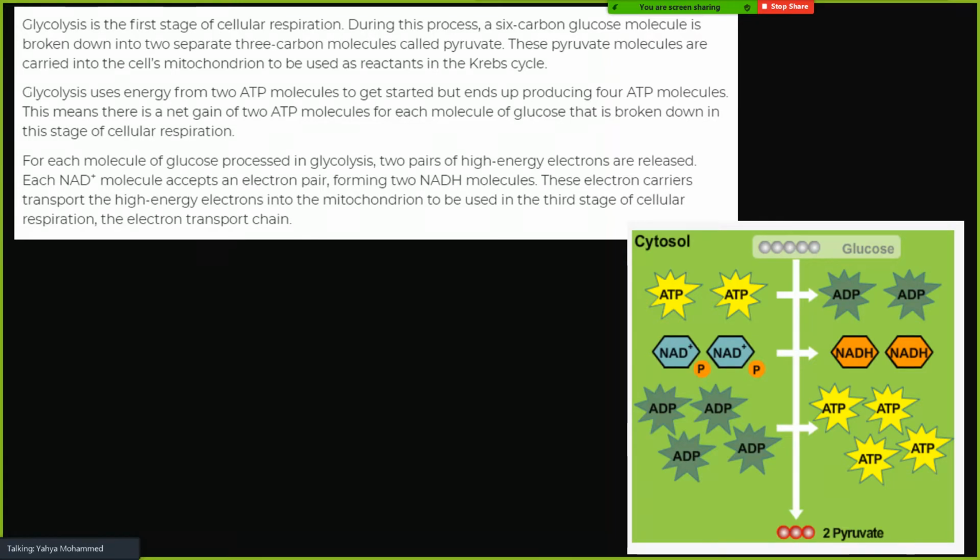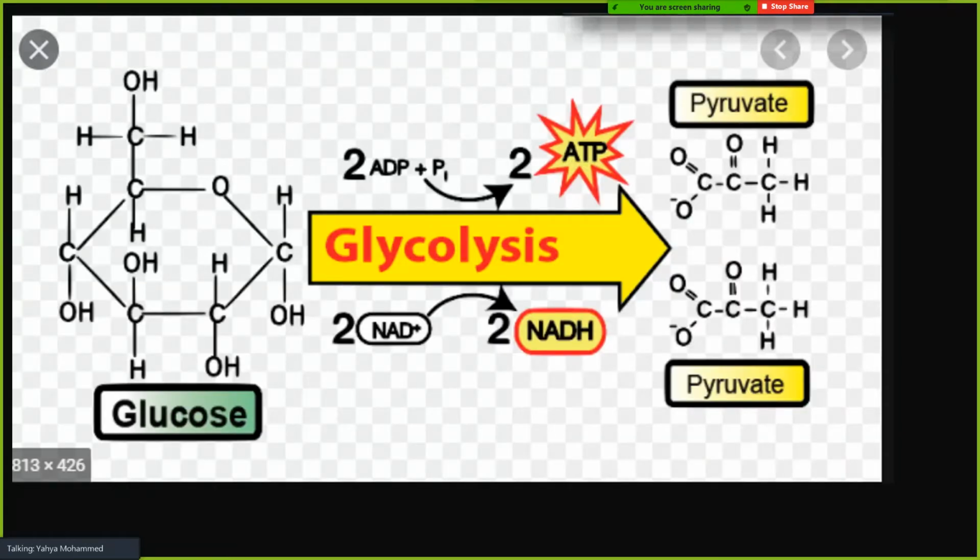In glycolysis, first of all, let's take a look at some pictures. If you look at different pictures, they emphasize different things, and you gain different understanding from them. So you have glucose at the beginning. All of this is happening in the cytoplasm. Glucose from the left gets broken down into two pyruvates.